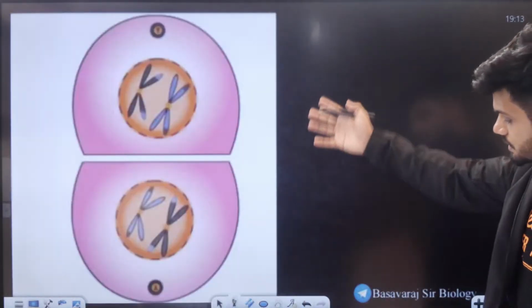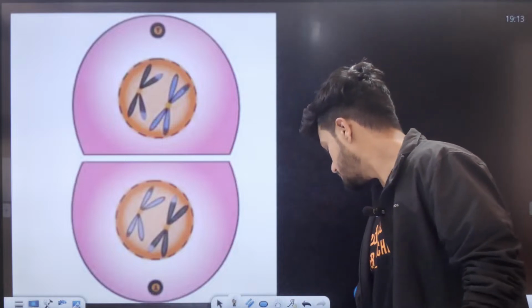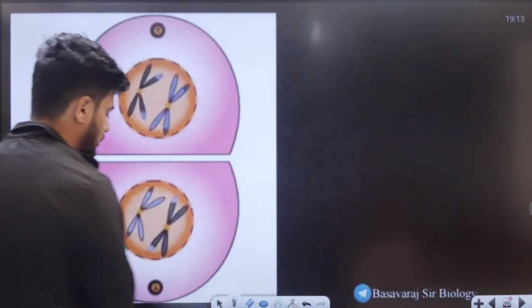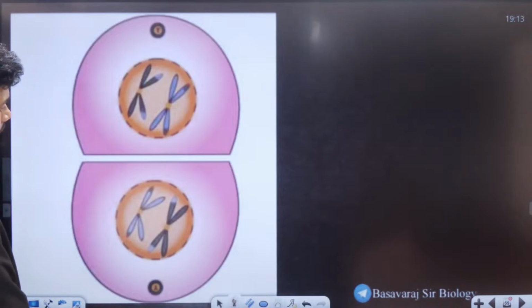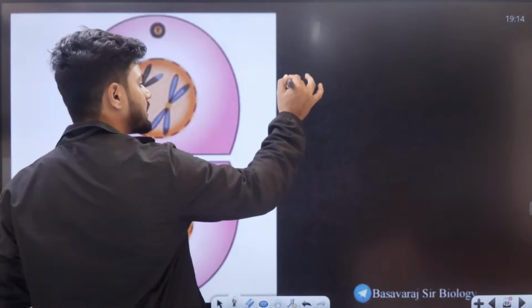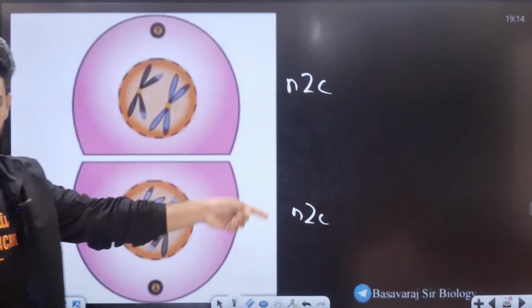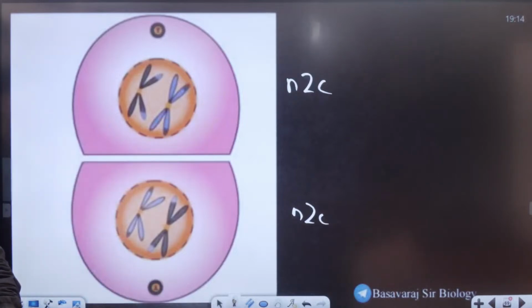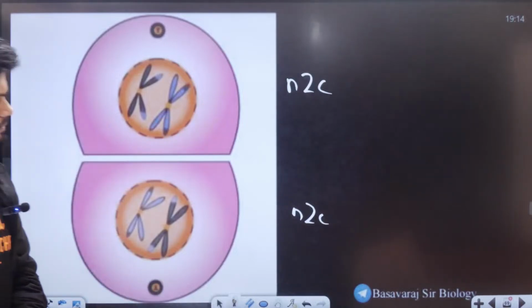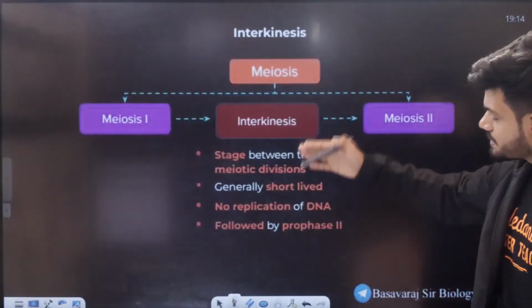Now, can you see? This right here is telophase 1, students. Clear, students? Clear, all of you? Clear. And let me tell you, students, this cell right here is N2C and this also is N2C. We'll come back to this. Why is it N2C also? Okay.